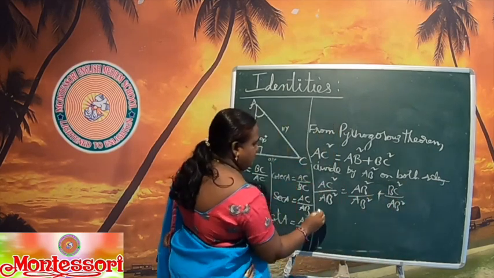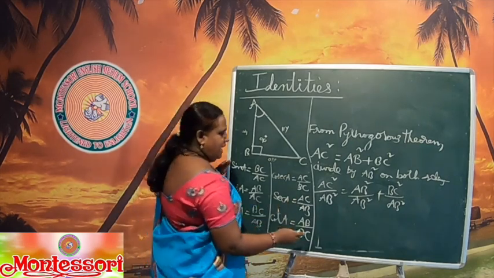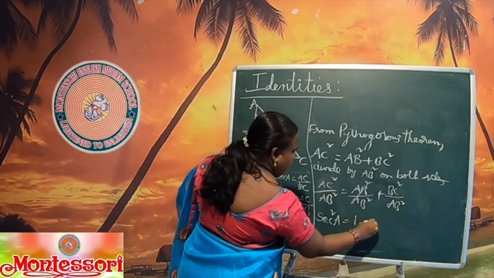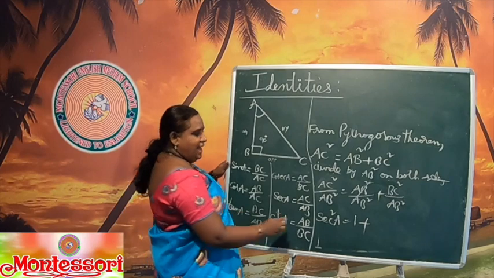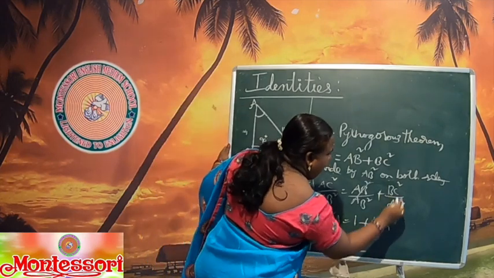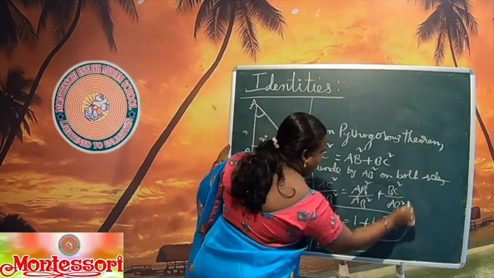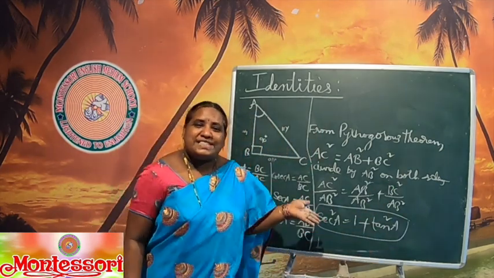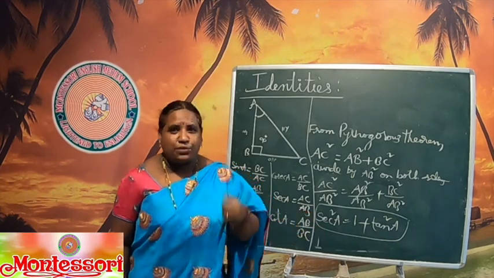Now what happens? AC by AB means what? AC by AB means sec A. That is sec square A. These two get cancelled, 1 plus BC by AB, nothing but tan A. So the tan A whole square, that is tan square A. This is one more identity children, that is 1 plus tan square A is equal to sec square A.